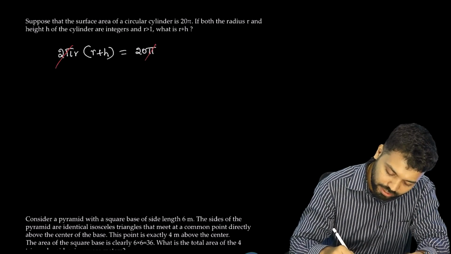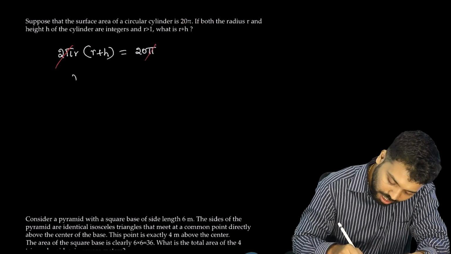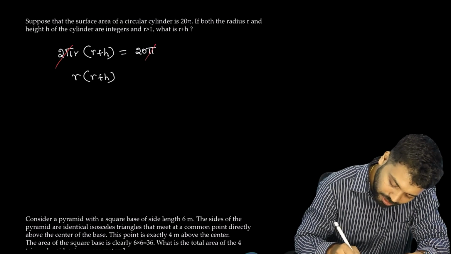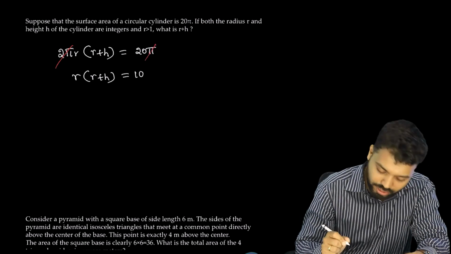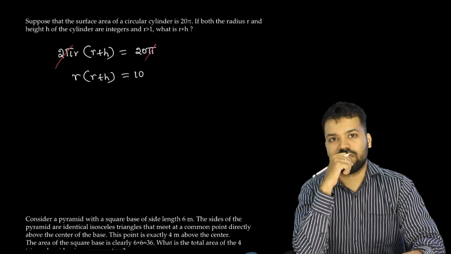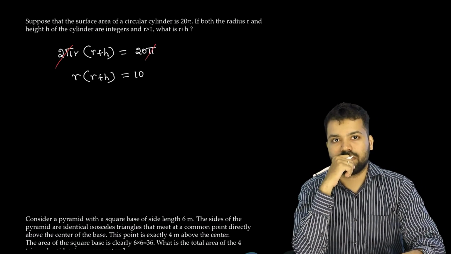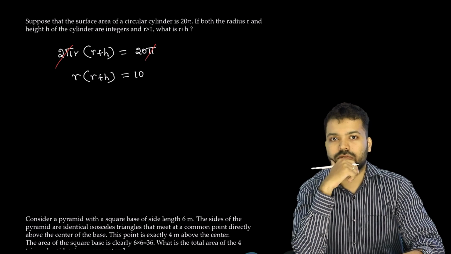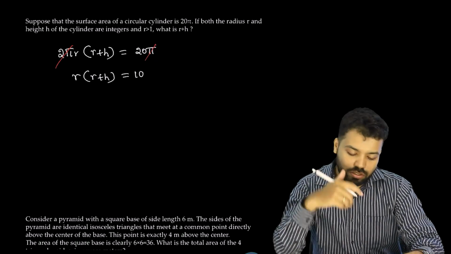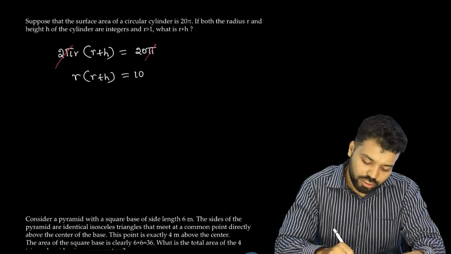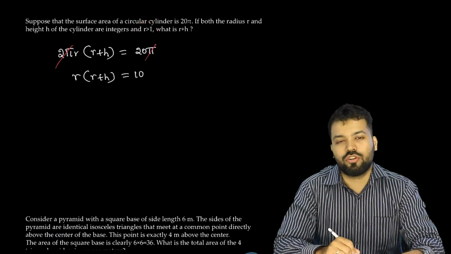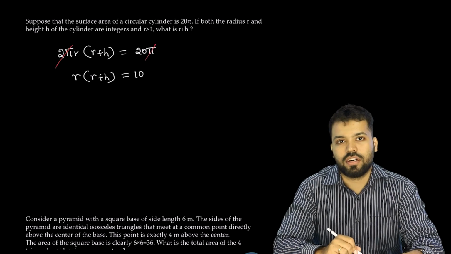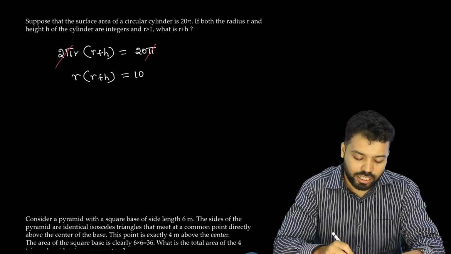So what we get is r into r plus h is equal to 10. It's given that both are integers and r is greater than 1, so r could be 2, most probably, because it's an integer and greater than 1. So why did you assume that r could be 2? Can it be 3 or 4 or 5 also? How did you come to the conclusion that r has to be 2?